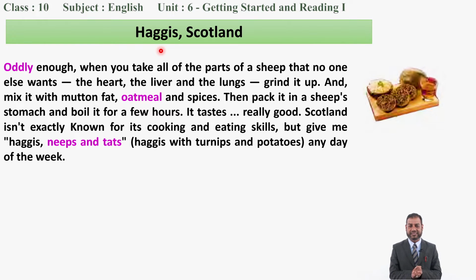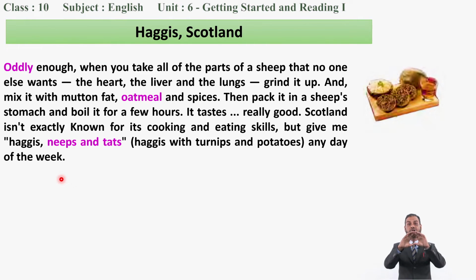Okay, and especially people eat it in Scotland, but the paragraph says us that Scotland is not exactly known for its cuisine. Okay, Scotland is not exactly known for its cuisine and eating skills, but if sometimes you get a chance to visit Scotland, then you can be served this type of food item, okay, any day of the week. So it's very interesting, and sometimes if you reach there, don't forget to taste this food. What is the food?